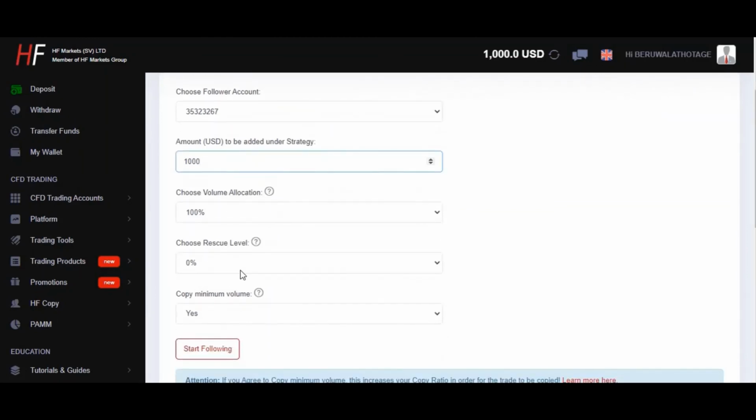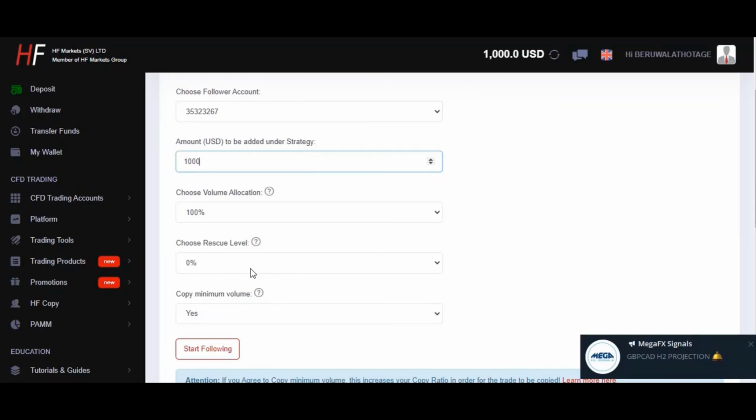Rescue level means if the account is going to the losing side and not making profit for you, it is asking how much you want to rescue. If you are putting $1,000 and you are putting 30%, it means at $700 loss, it will stop copying the account and stop following him, and it is going to save you $300. But I don't want to save 30%, because if the market reversal happens, I'm not going to make any profit. So I just keep 0.